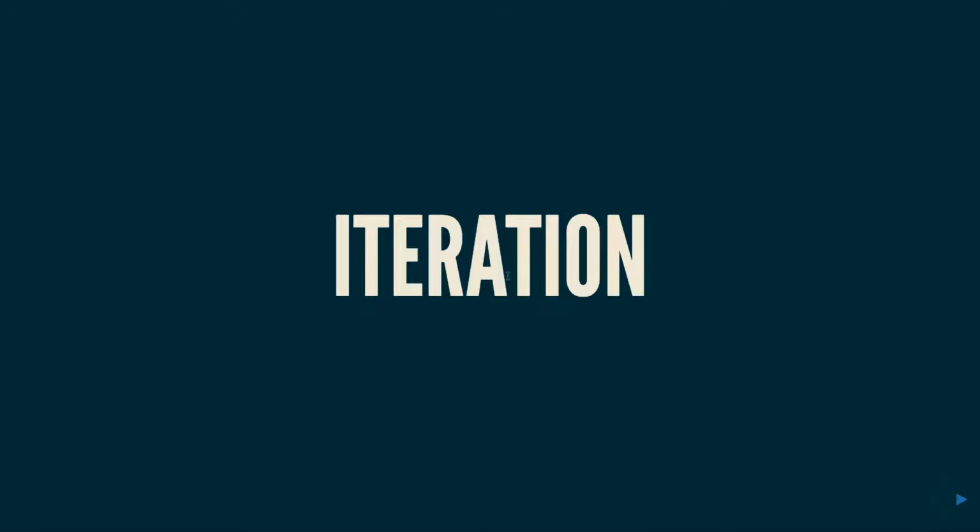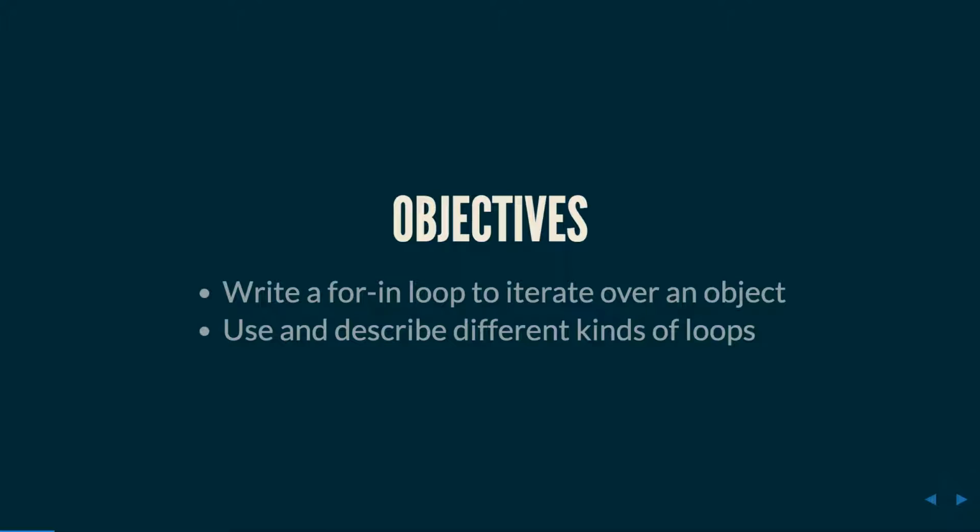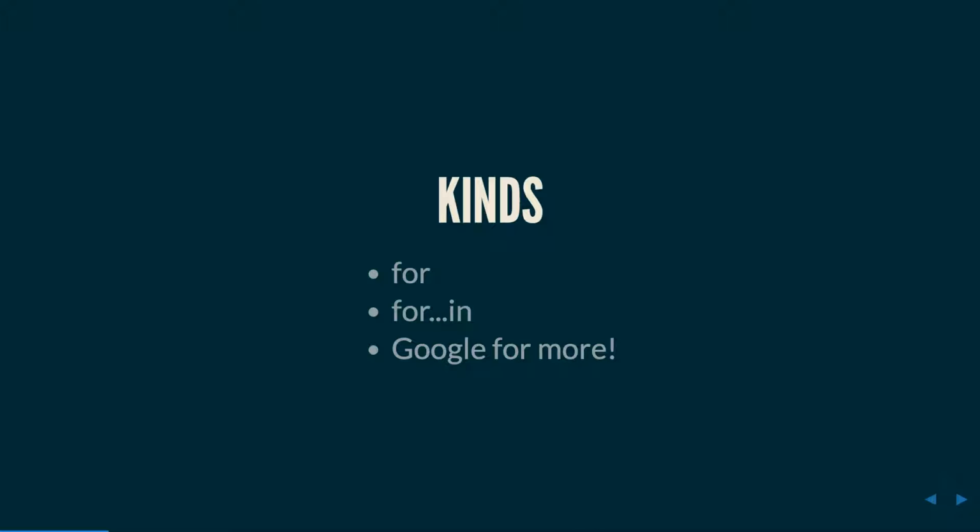Okay, so our goal for this is to write a for in loop to iterate over an object because many people have expressed that they would like to do that. And then we're also going to go over some different kinds of loops. And hopefully by the end of this, you'll be able to describe those and use them. So obviously there are many different kinds.